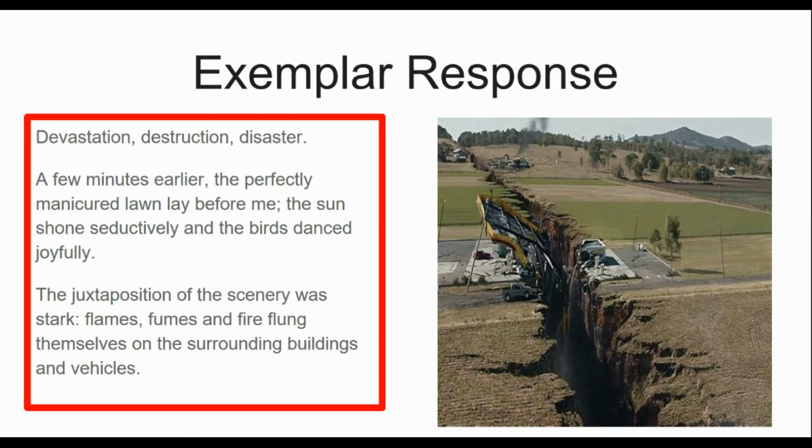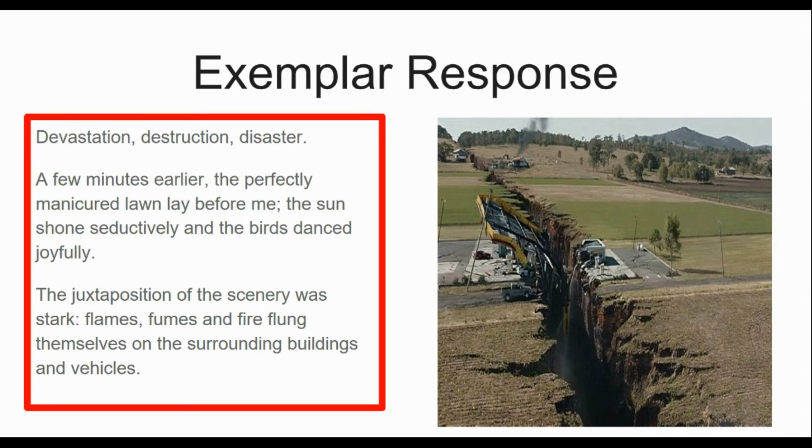Now, the perfectly manicured lawn is a metaphor for saying how beautiful and neat and tidy it is. The sun shone seductively is the use of alliteration, and the birds danced joyfully. Now, birds can't dance, so giving them human feelings and emotions is the use of anthropomorphism. So the examiner will really see here that the response is carefully crafted. Also you've got the use of the semicolon there and the use of commas. So the examiner again will see how carefully crafted this is.